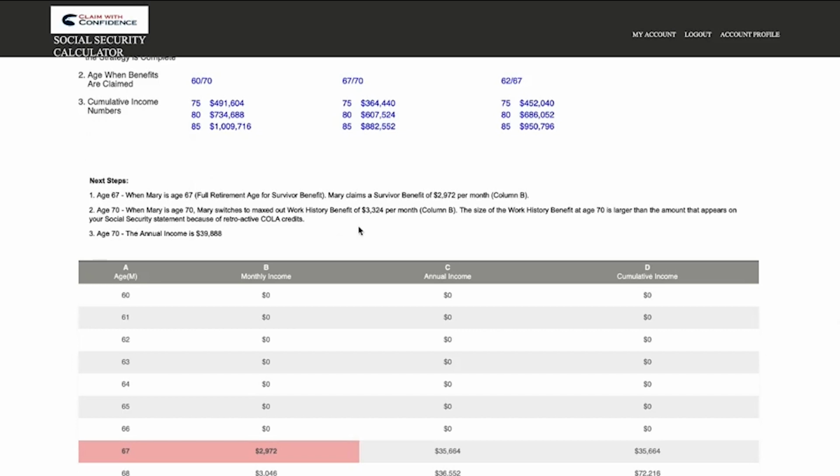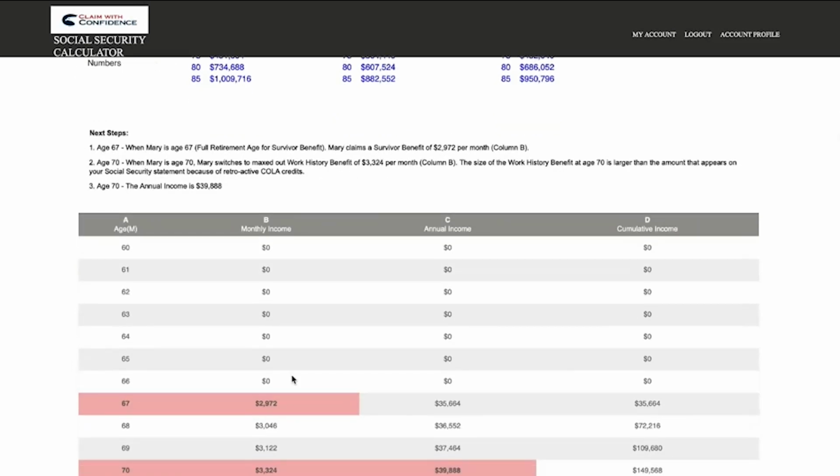So at age 67, now she claims the full survivor benefit. She receives those survivor benefit payments from age 67 to age 70, and then she switches once again to her maxed out benefit of $3,324 a month, and she receives that benefit for the rest of her life. Now, in this case, because Mary didn't claim the survivor benefit till age 67, she only receives 3 years of survivor benefit payments. And over that 3-year period of time, those survivor benefit payments would have totaled $109,680, making it easier for Mary to continue to delay her own benefit and claim it at age 70.